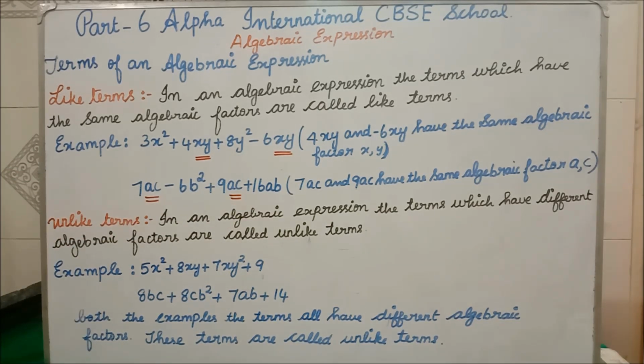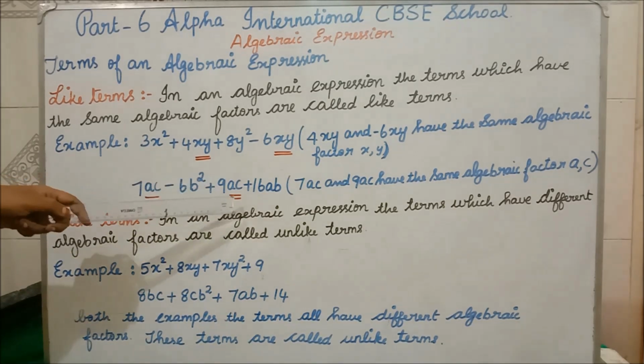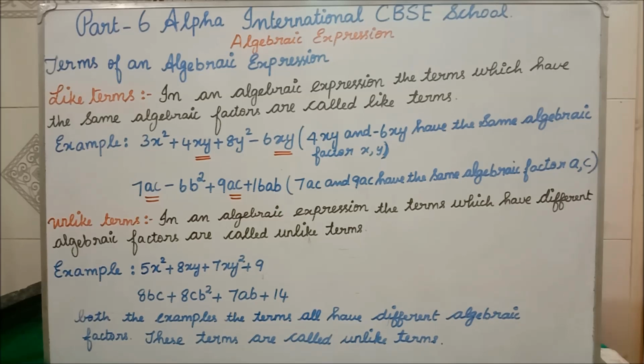What are the same algebraic factors both of them are having? For 7ac we are having a and c, and for 9ac also we are having a and c. Therefore 7ac and 9ac have the same algebraic factors a and c, so 7ac and 9ac are like terms. Clear? Now we'll see about unlike terms.